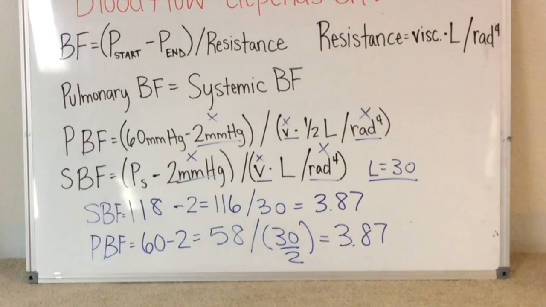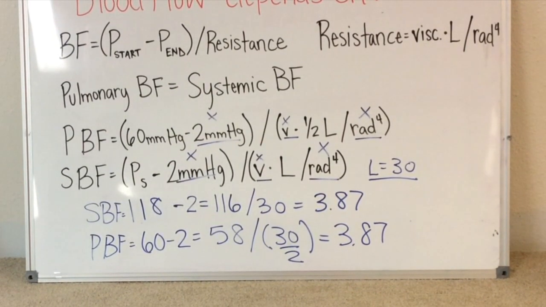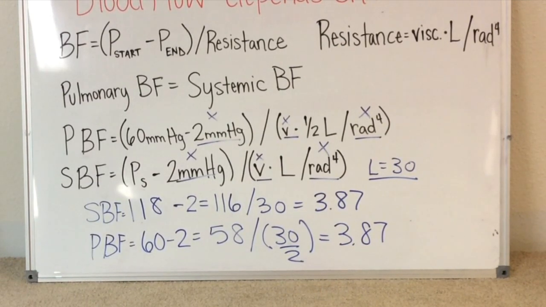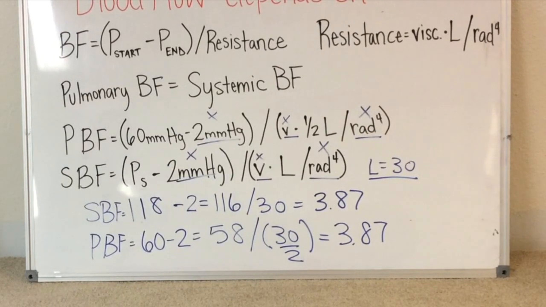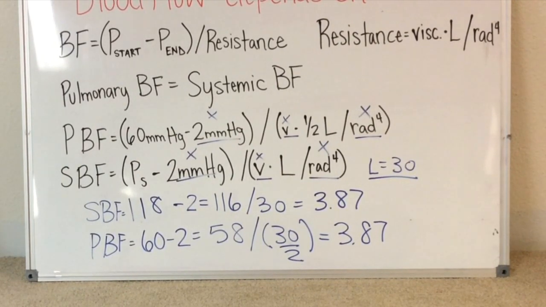For the purpose of this example, I've arbitrarily assigned the length as 30. The difference of pressures is equal to 58, and its length is half the length of the systemic system. We know that the systemic system has to have double the starting pressure as the pulmonary system. If we take both systems, starting and ending pressure divided by resistance, we see that both the pulmonary and systemic systems are going to pump out 3.87 liters per time unit.